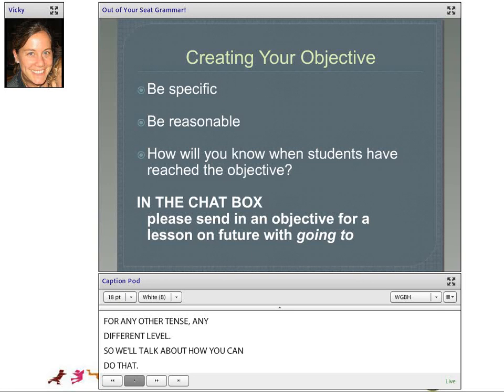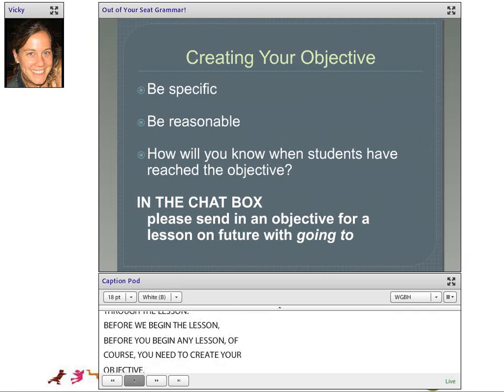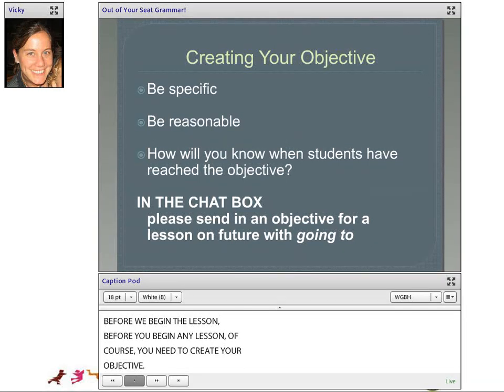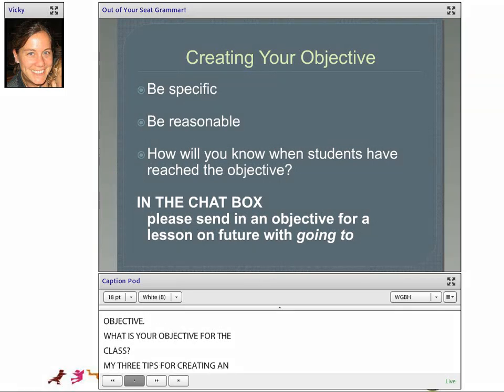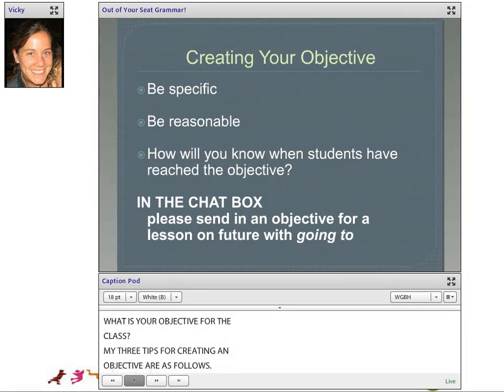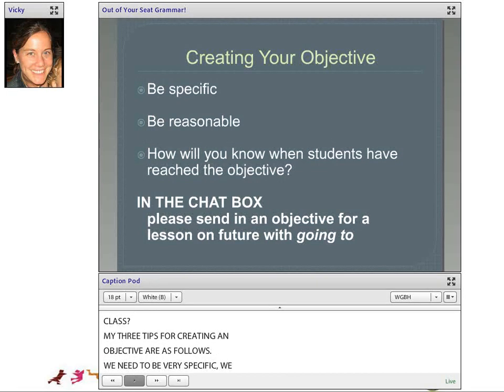Before we begin the lesson, before you begin any lesson, of course you need to create your objective. What's your objective for the class? My 3 tips for creating an objective are as follows. We need to be very specific, we need to be reasonable, and we need to know how we will know when students have reached the objective.